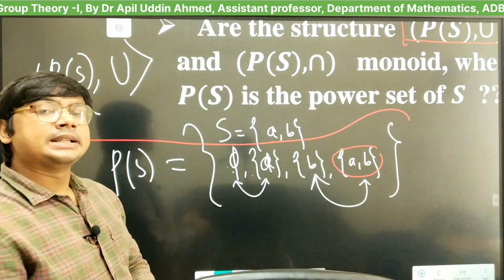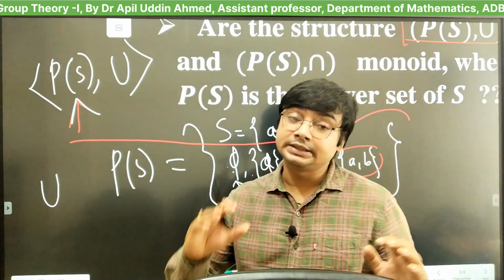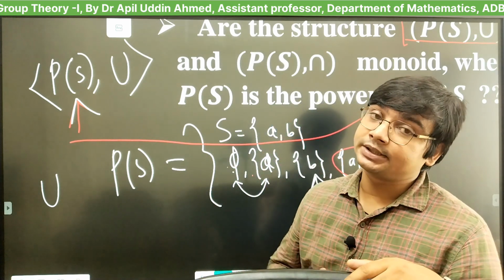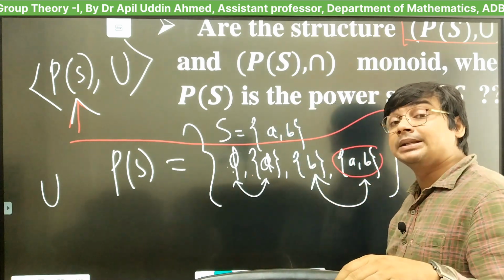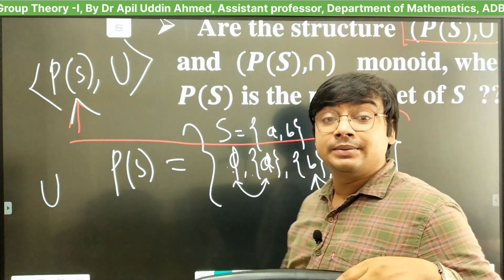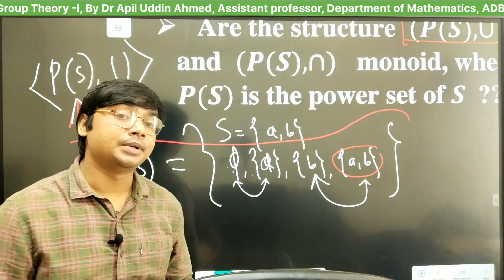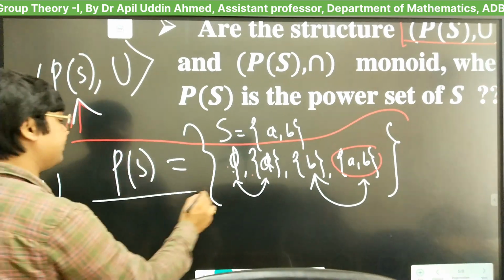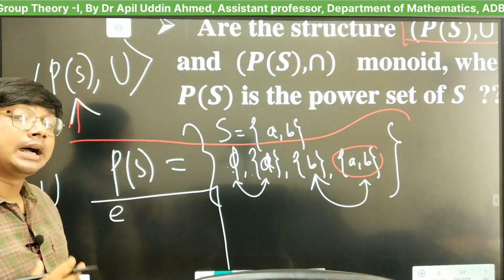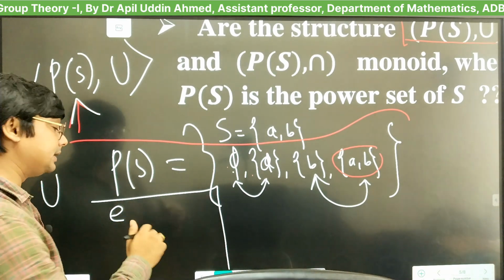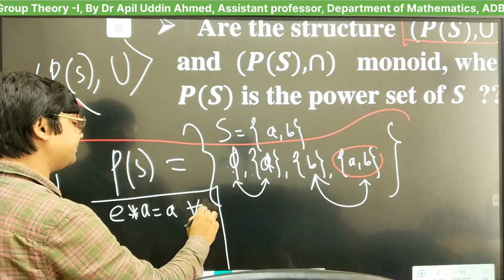And similarly, it will satisfy the associative property, because we already know that the operations intersection and union always satisfy the associative property, right? But what will be the identity element of this set? You must remember the definition of identity element. An element E is said to be the identity element if E star A equals A for all A.